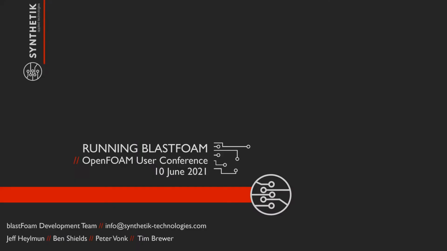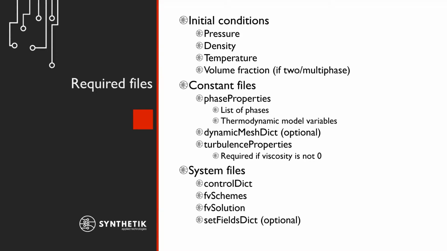Okay, so just kind of a quick run through of actually running a blastFoam case. So initial conditions, so this is all very standard to OpenFOAM. So you need pressure, density, temperature, volume fraction if you're using 2 or multiple phases. Within the constant files, you need phase properties. So this also includes the thermodynamic classes, as well as a list of phases.